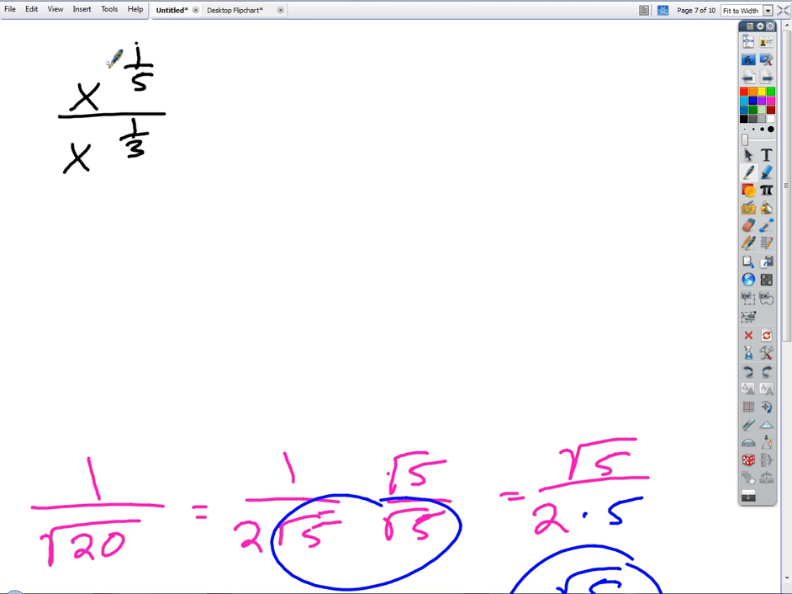How much do I have to increase 1/3 by to make the power of x 1 on the bottom? 2/3, right? So I could multiply the bottom by x to the 2/3 and the top by x to the 2/3, right? What does that give me on the bottom? x to the 1, so just x. Everybody see that? What about the top? Well, we already did one like this. The top is just going to be x to the 1/5 plus 2/3, right?